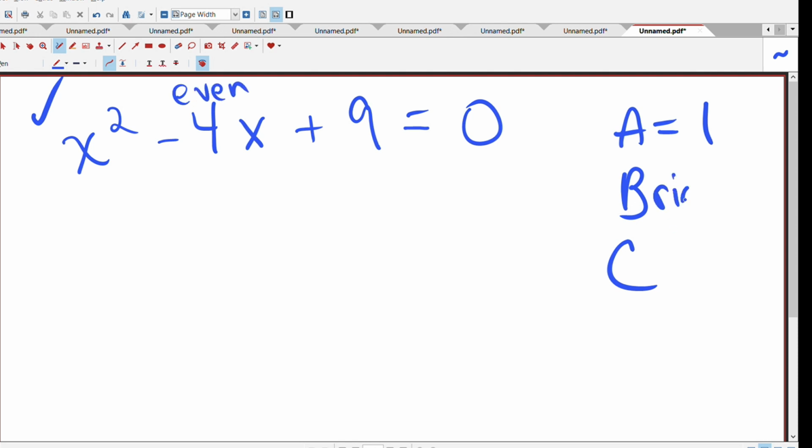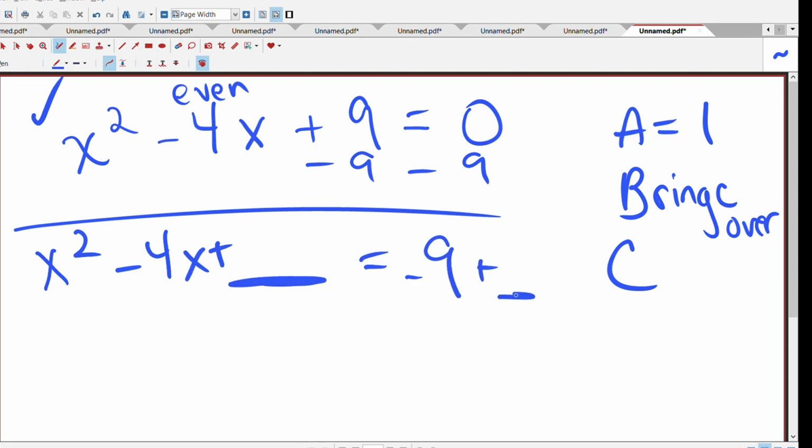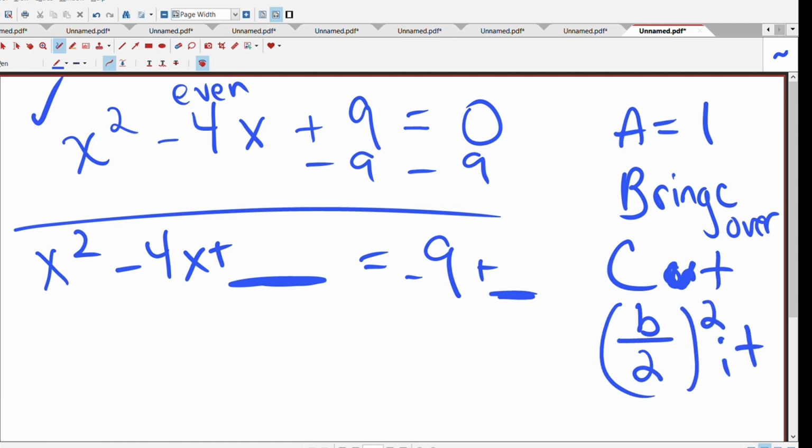But you're going to bring C over. C is the constant alone. So the opposite of plus 9 is minus 9. So I'm going to write x squared minus 4x plus blank equals negative 9 plus blank. Now I got to complete the square. I got to cut B in half and square it. That's what I'm adding to both sides.